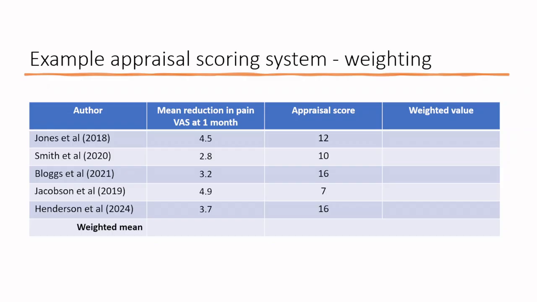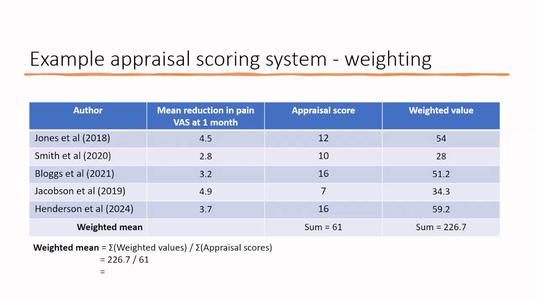But to get your overall weighted mean, which accounts for the relative appraisal of each source rather than a flat mean, which would ignore it, the first step is to calculate a weighted value. And so you do that by multiplying the actual outcome with the appraisal score for that study. So for Jones et al., it will be 4.5 multiplied by 12, and you do that the same for each source, and you get this range of weighted values. And then the next step is to summate the appraisal scores and also add up the weighted values. So you can see the sum at the bottom of each column there.